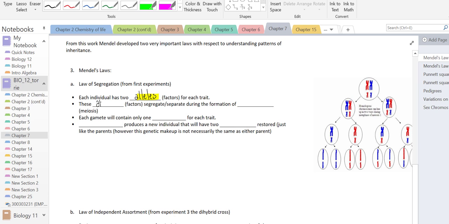These alleles, and this is where Mendel came up with his law of complete dominance. In order for this law of complete dominance to work, these alleles or factors segregate or separate during the formation of gametes. And remember, gametes is just the technical term for our sex cells, like our sperm and egg. All right. And so over here, we've got that review of meiosis.